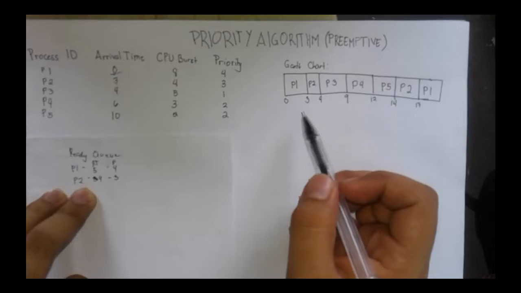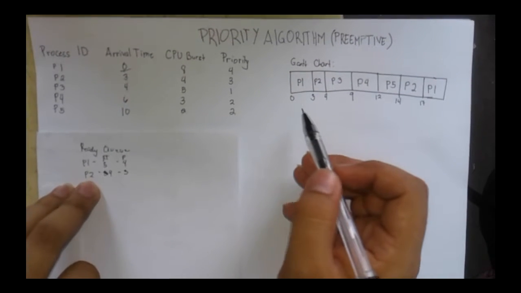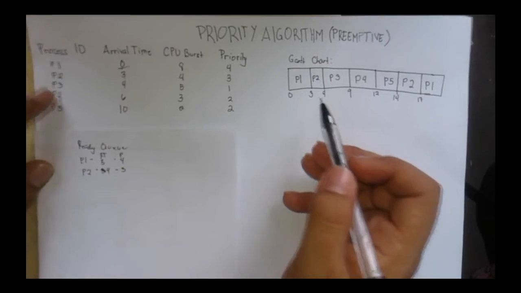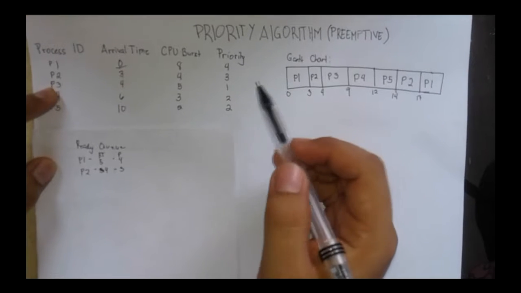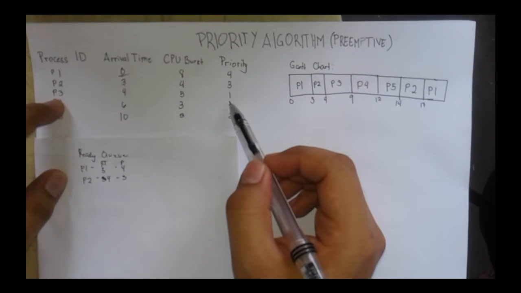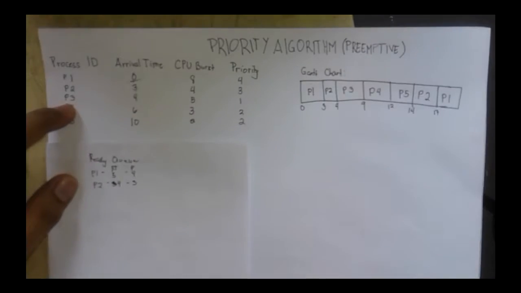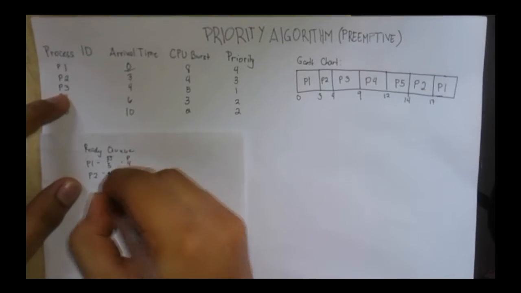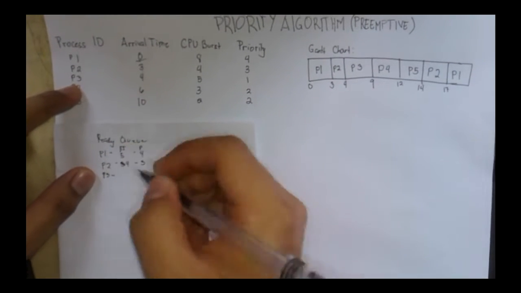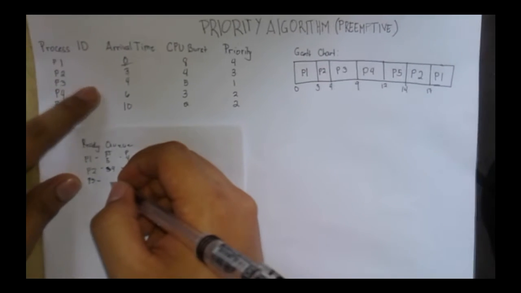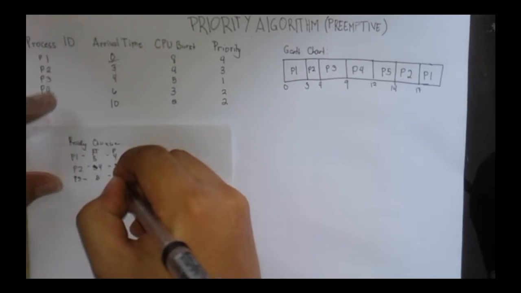So since P1 is already preempted, P2 will be executed. But as you can see, at time 4 P3 has arrived, and P3 has the highest priority among all of the processes. So P2 will be preempted and P3 will arrive. So P3 has an arrival time of 4, a burst time of 5, and a priority of 1.